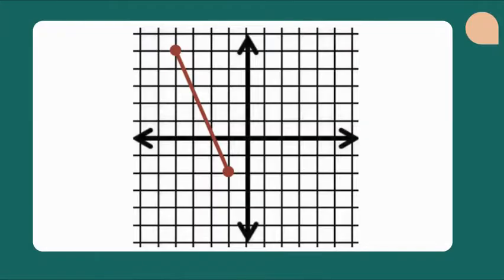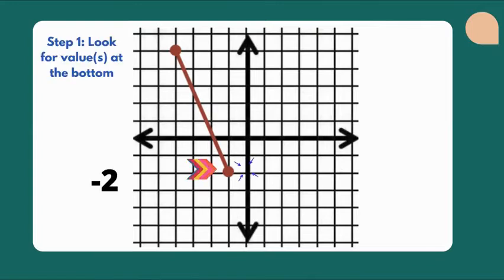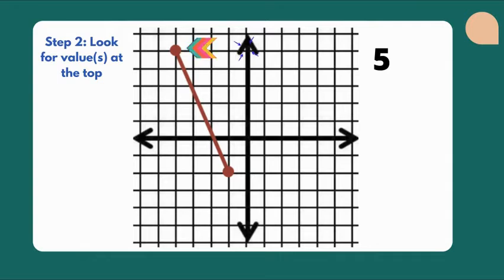So let's look at our example one more time. Step 1 says we will look at the value at the bottom of this graph. So if we find the lowest point on this graph, we notice that this is at -2 on the y-axis. And again, we're just worried about the y-axis here. We're not worried about the x-axis because we are finding the range. Next, we will look at the point that is at the top of this graph, so the highest point on this graph. And we notice that the highest point on this graph is located at 5 on the y-axis.